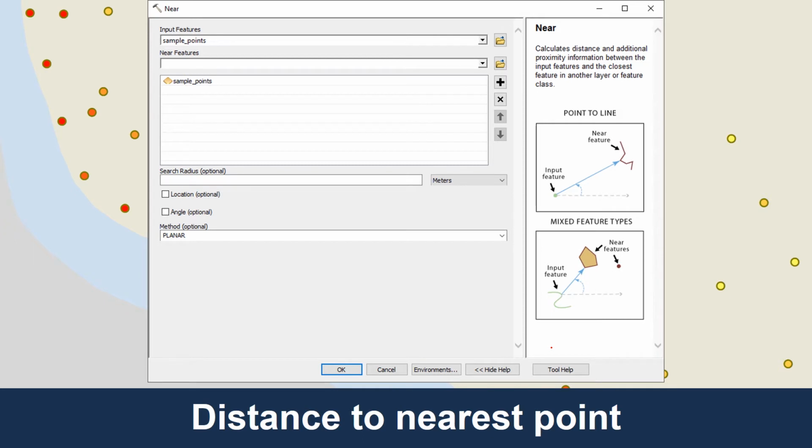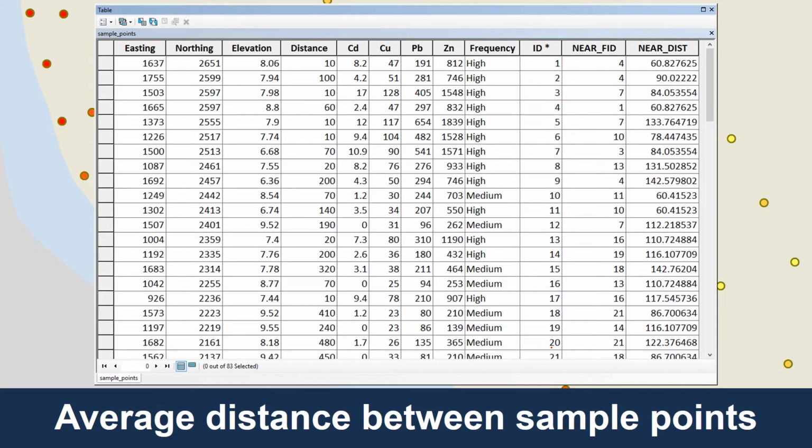Well, yeah. So what I decided to do was use the near function to calculate the distance from one point to its nearest neighbor. And if you do that for each of the points, you end up with a distance value for every single sample point. So what this near distance field is showing us is the distance from, in this case, this sample point here to the next nearest sample point. And in this case, that distance is 90 meters. So how does that help us?